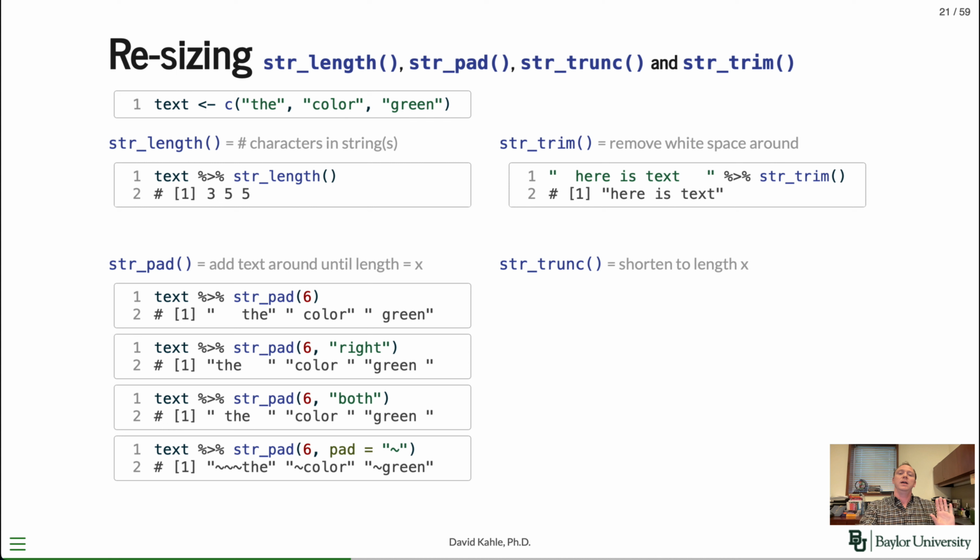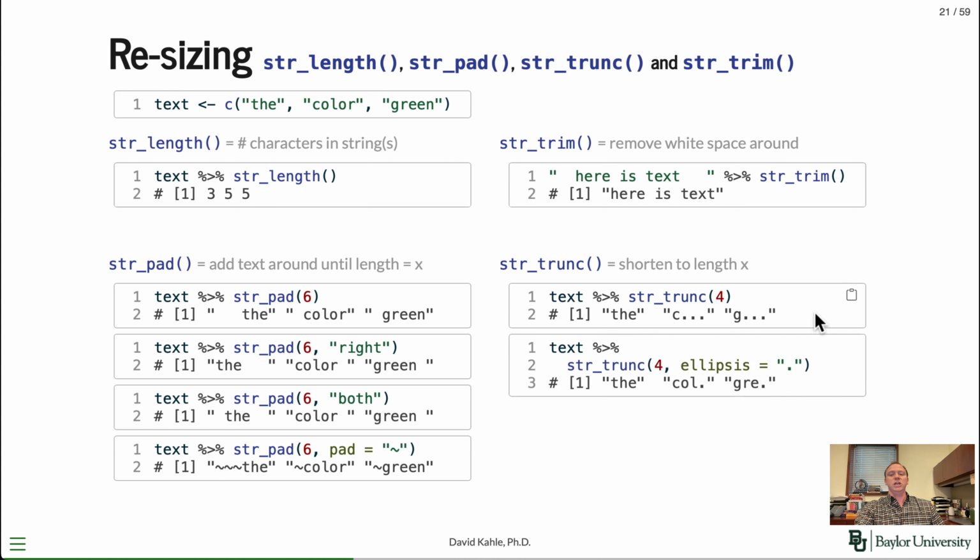str_trunc is going to shorten something that is actually longer. So it's kind of like str_trim, but it doesn't just trim off white space. It actually goes into the vector as well to shorten it. An example helps. So text, str_trunc to length 4. Well, color is longer than length 4, so it says C... The is of course fine and green is not.